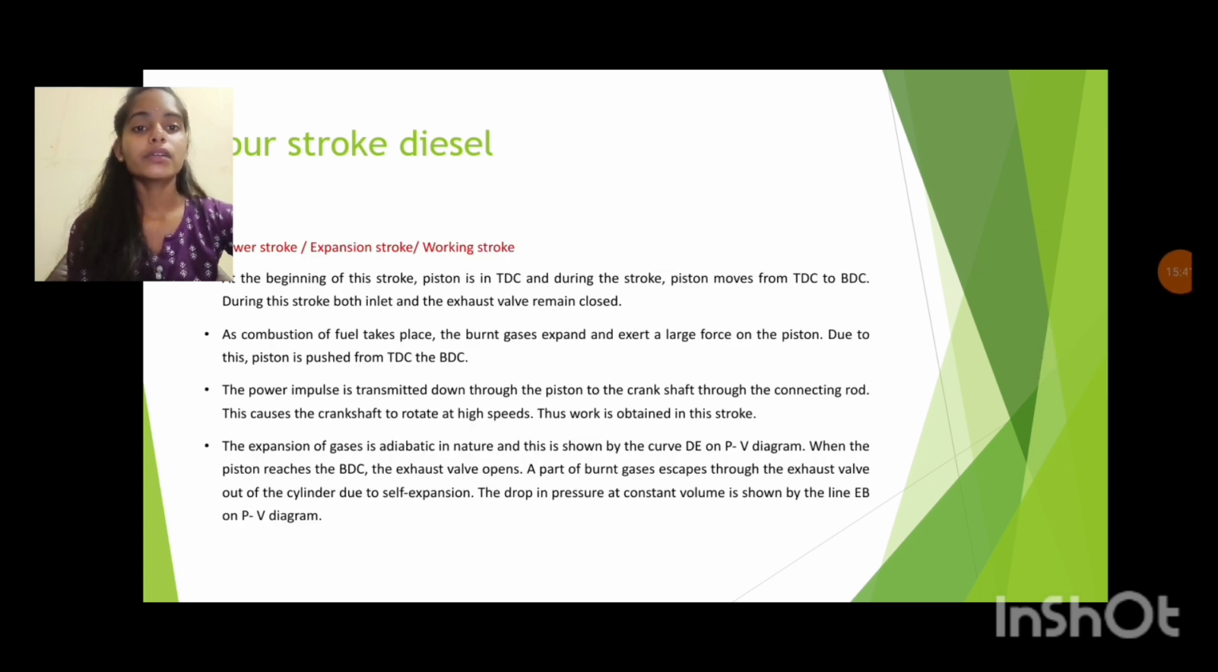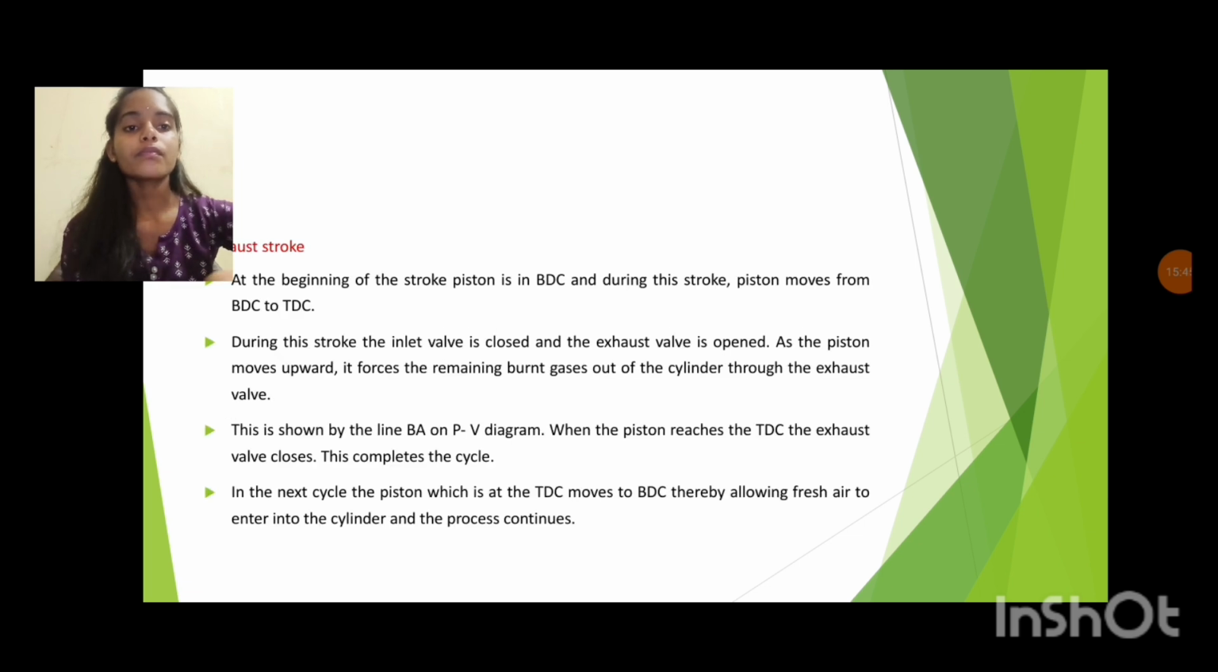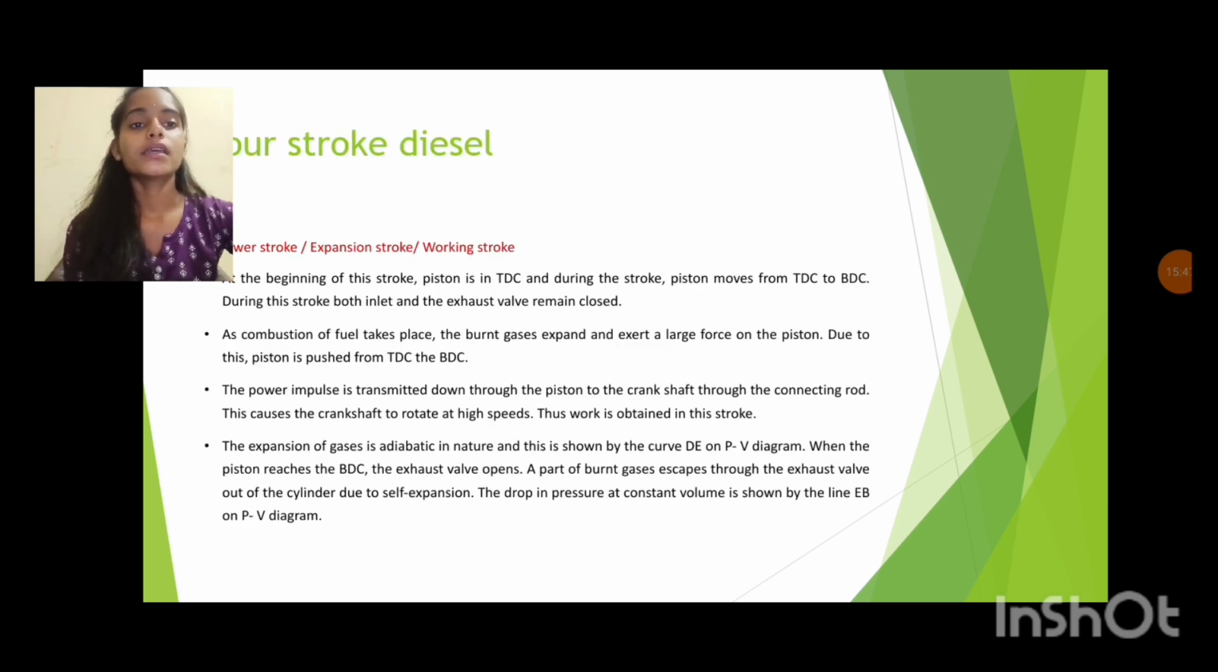Power stroke. At the beginning of this stroke, the piston is at TDC, and during the stroke, the piston moves from TDC to BDC. During this stroke, both inlet and exhaust valves remain closed. As combustion of fuel takes place, the burnt gases expand and exert a large force on the piston. Due to this, the piston is pushed from TDC to BDC.